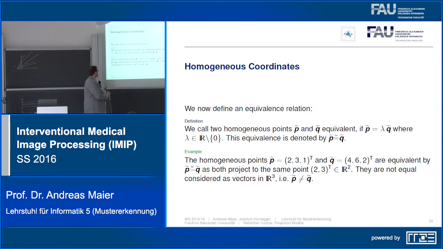So let's consider an example, the point 2, 3, 1, and the point 3, 6, 2. Are they the same? Well, yes, they're the same. If I divide Q by 2, both of them will be mapped to the original Cartesian point 2, 3. So they are the same, although they look quite different. But if they were Cartesian points, of course they would be different. So you have to be careful whether you're working with homogeneous points or with 3D Cartesian points. And of course, if you have 3D points, the homogeneous points will be 4D points because you add one component.